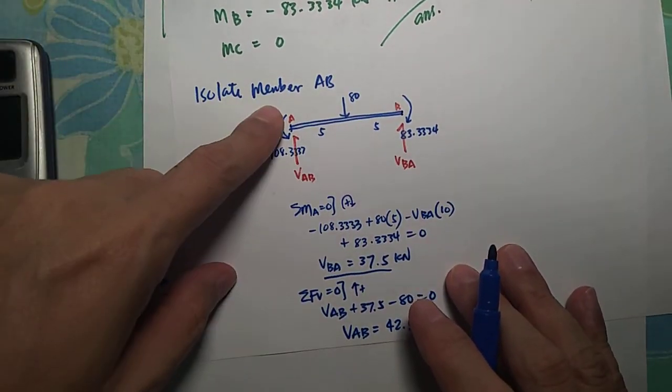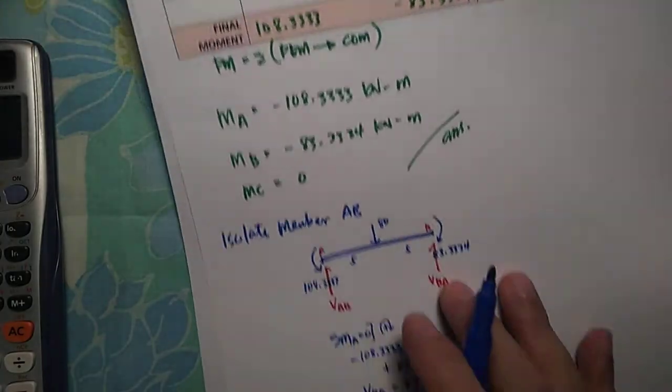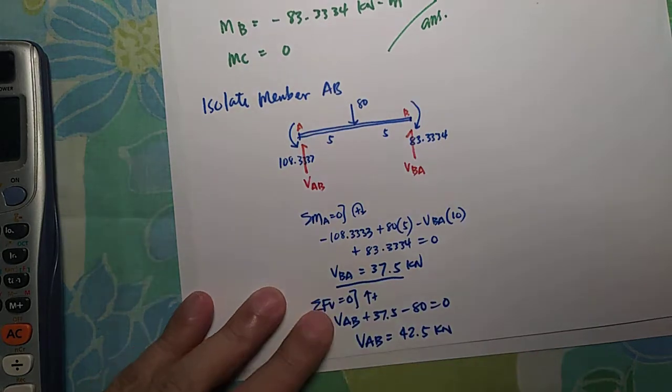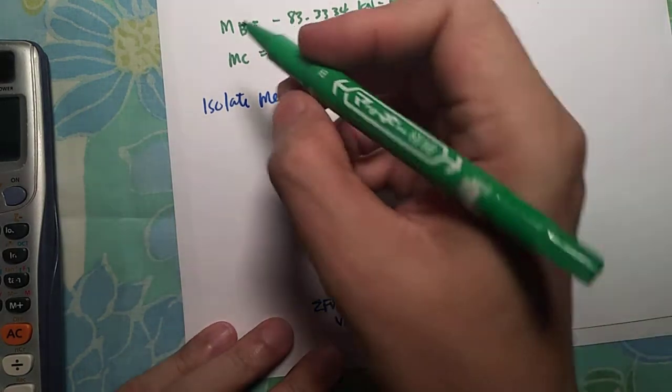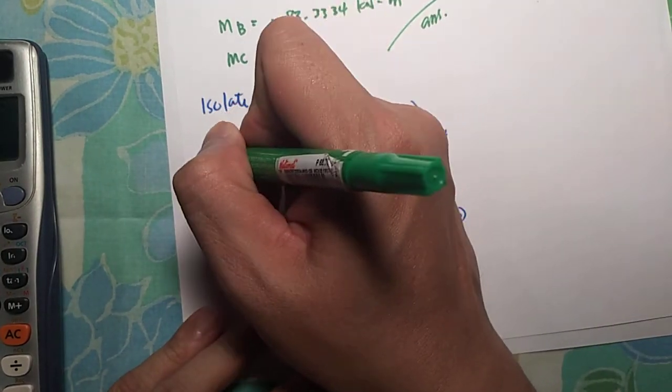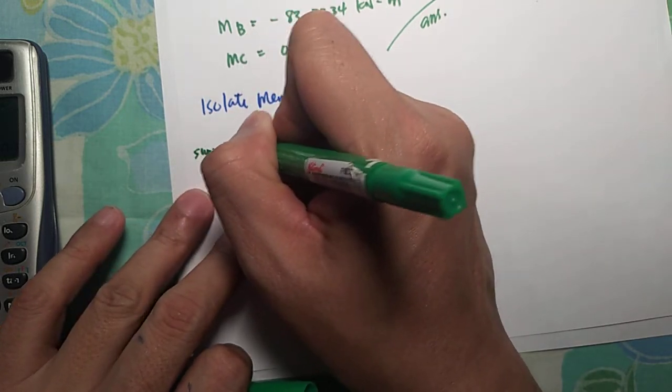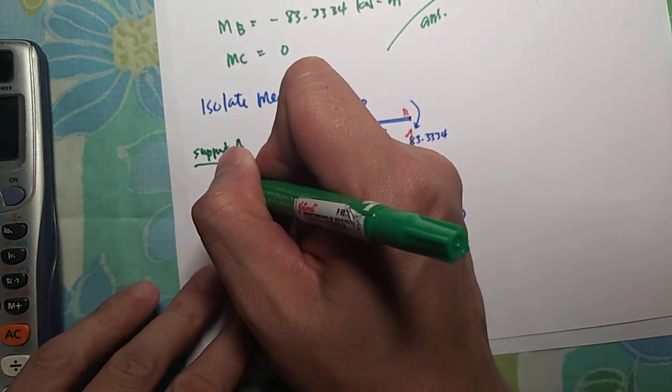Now, ito yung in-isolate ko yung AB. Now, i-isolate ko naman yung support at A. O, tingnan nyo. Pagka in-isolate ko yung support at A, support A. So, diba, ganito siya.